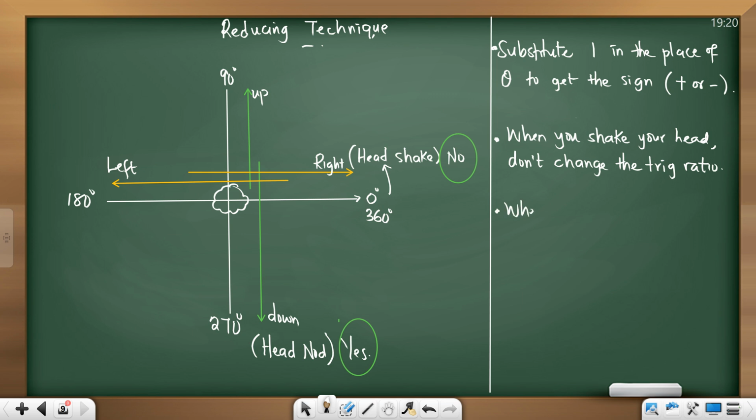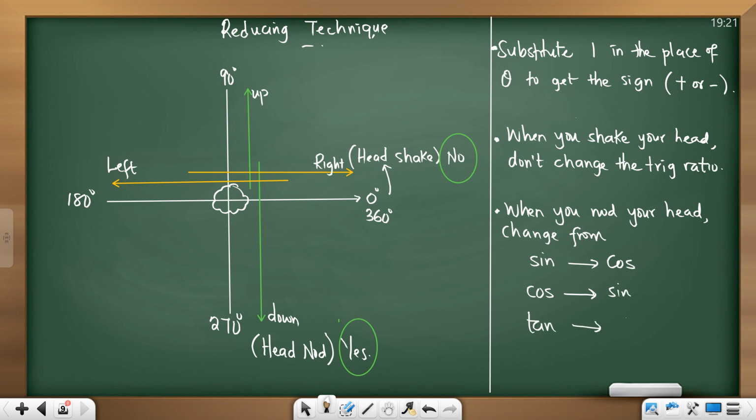Three, when you nod your head, change from sine to cos, from cos to sine, from tan to 1 over tan. Please write this quickly. This is very, very nice. You'll become stars at school once you know this.